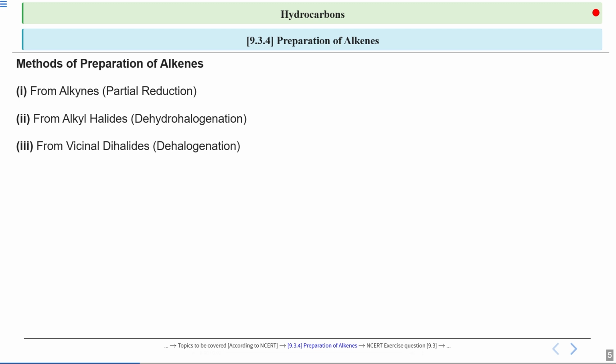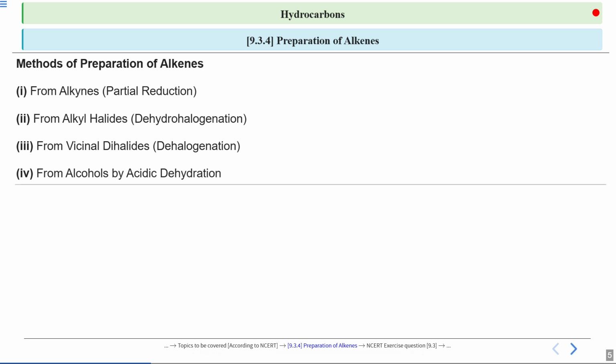Next, we have the dehalogenation of vicinal dihalides. Now, vicinal dihalides have two halogen atoms present on adjacent carbon atoms. By removing these halogen atoms, we can form a double bond between the carbons, resulting in an alkene.